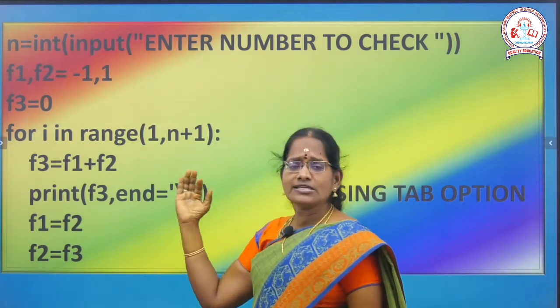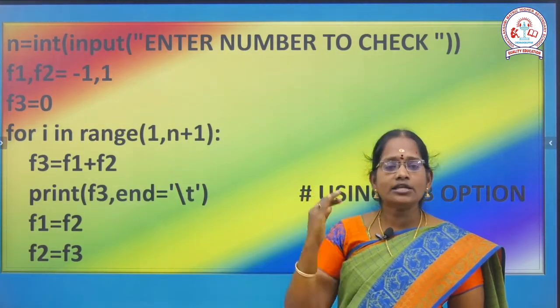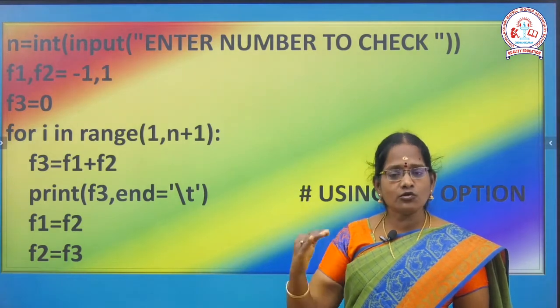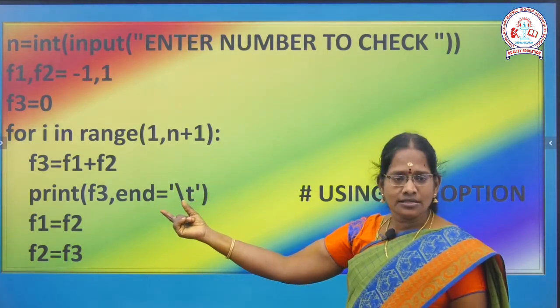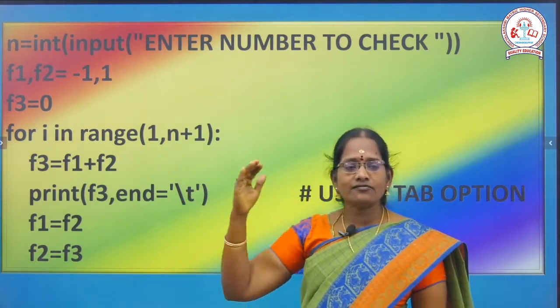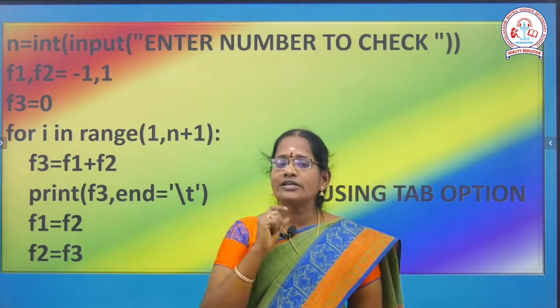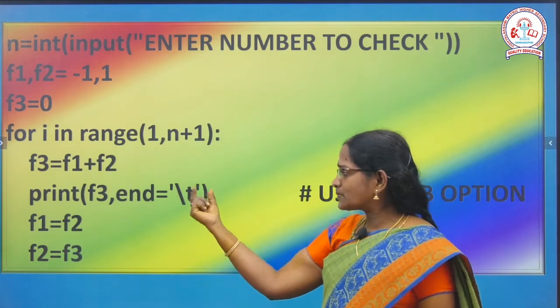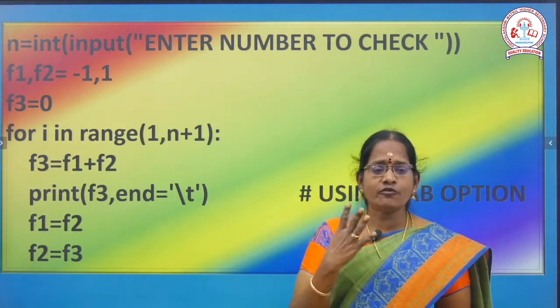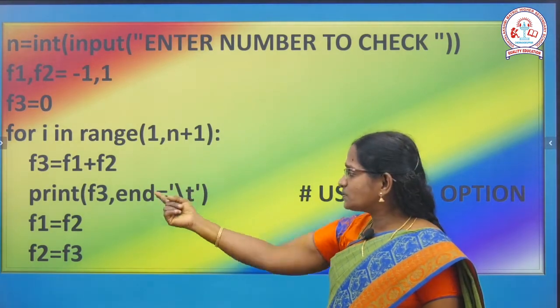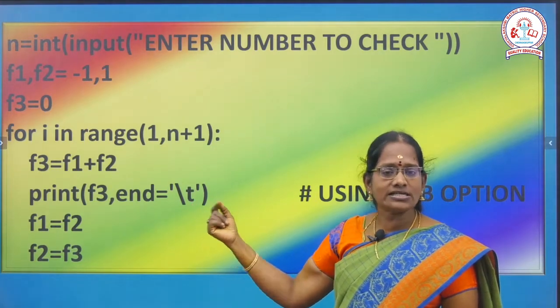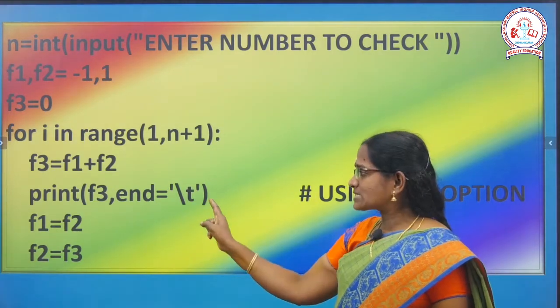We want to print continuously, or we want to print in a new line. If you want to print in a new line, use one more method. We want it printed sidewise: first number, little bit gap, second number, little bit gap. Already we know tab allocates some more space, 4 character space. If you want that much space, just use end is equal to backslash t.